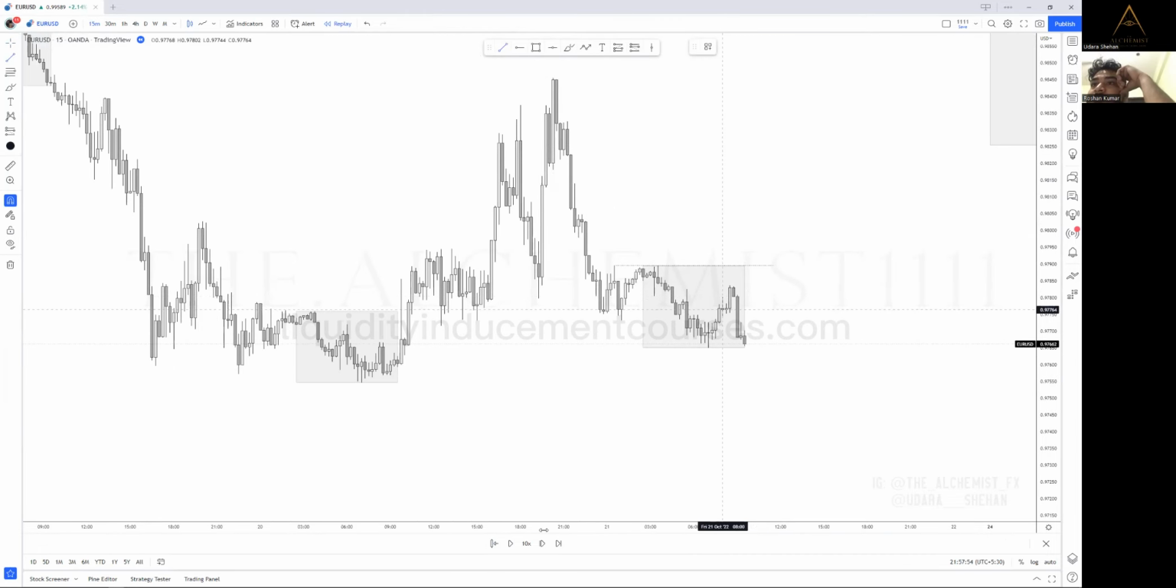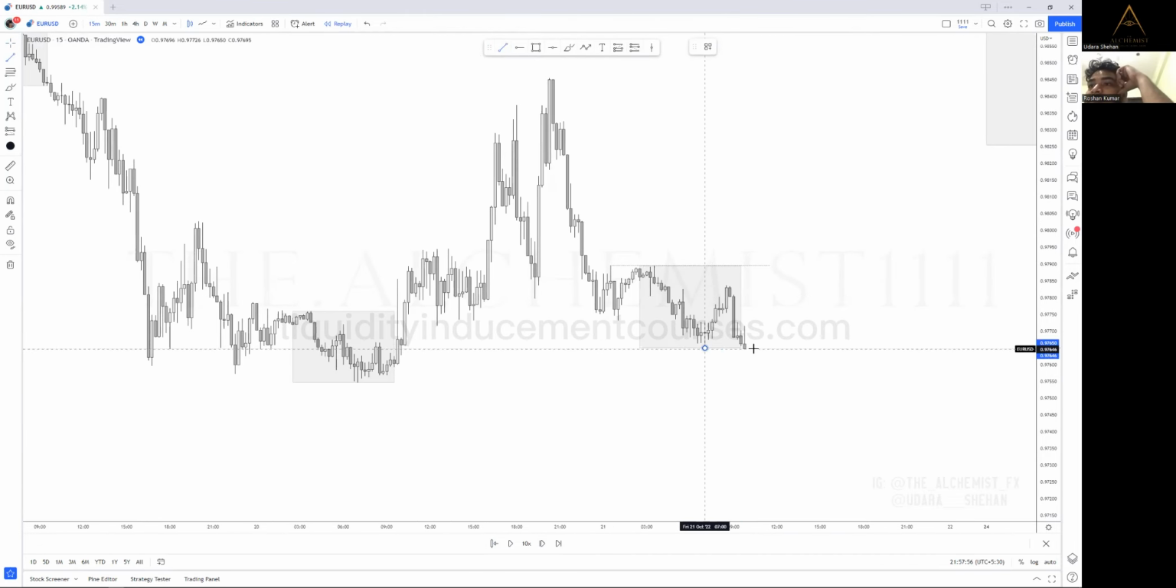And Asian low has created what? Equal lows. So now it's very obvious, right? Both of them are going to get taken out. Okay, so now let me go to the 4 hour time frame.